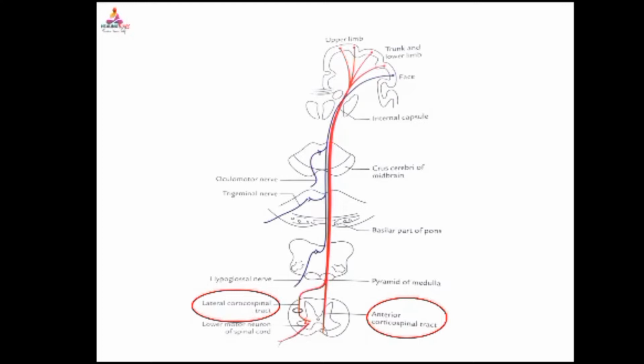Lower down, the fibers of anterior corticospinal tract also cross to the opposite side in the anterior white commissure of the spinal cord at the level of the termination. These tracts terminate by synapses with the anterior horn cells.